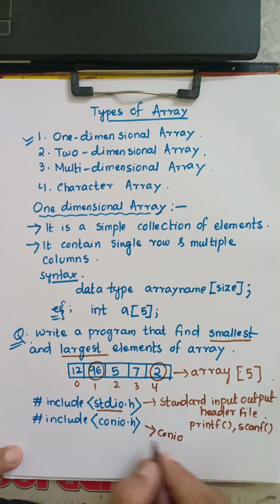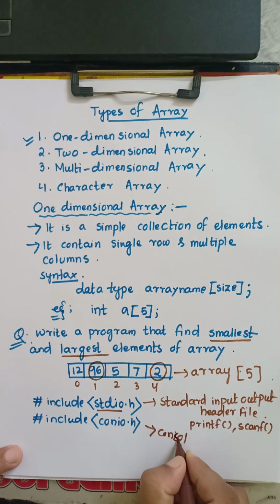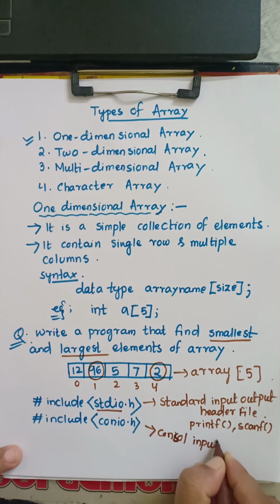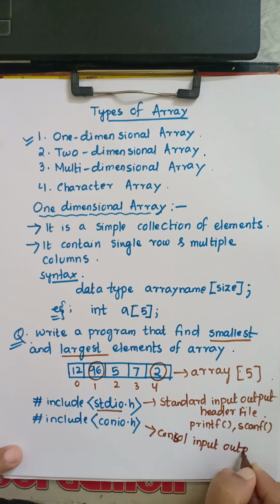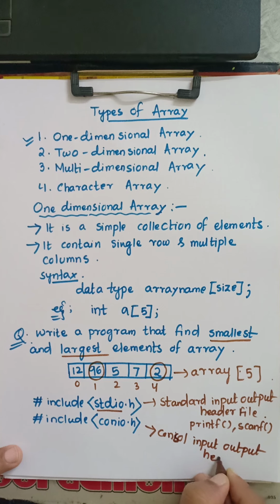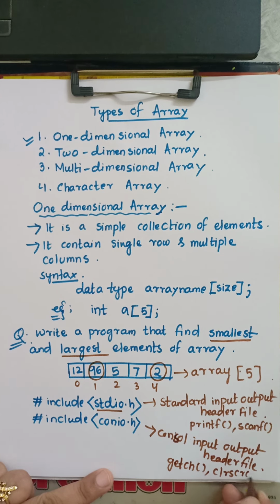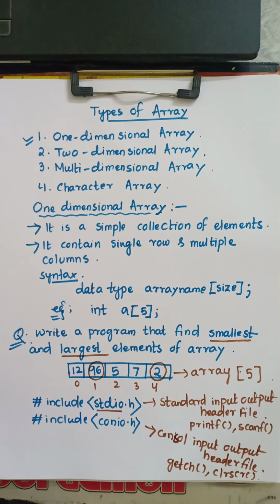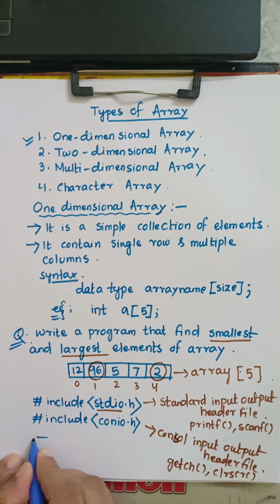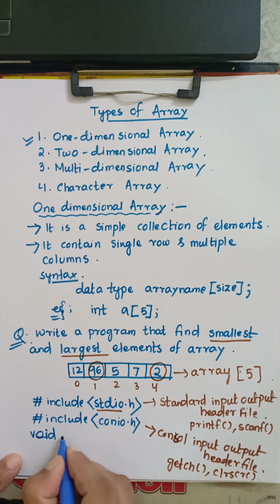Okay, conio.h. Con means console input output header file. This is used for getch and the clrscr function. Okay, these are the uses of these two header files. So after we write the header file, then we start our function, the main function. Here we are going to start. So here we write void main.